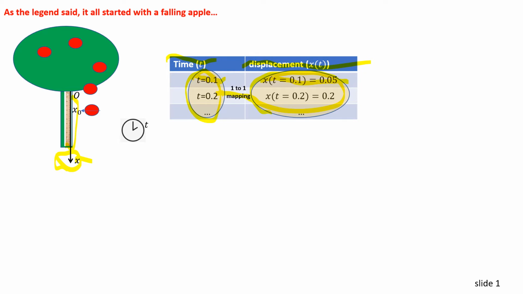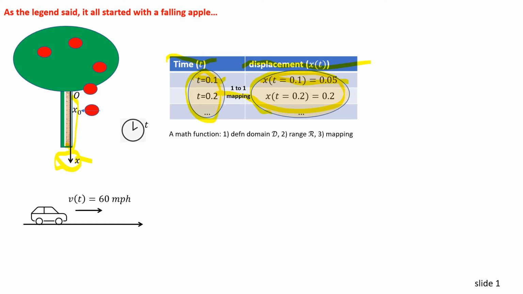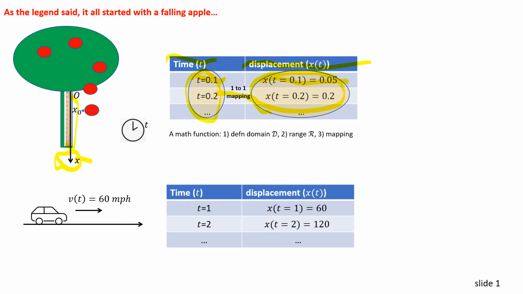This whole table is called a mathematical function, which includes a definition domain, range, and mapping. Let's look at another, simpler example. Let's say you're driving a car at a constant velocity of 60 miles per hour. You can also build a table for this example with the measurement of time versus displacement. At t equals 1 hour, the car has traveled 60 miles, and at t equals 2 hours, the car has traveled 120 miles.